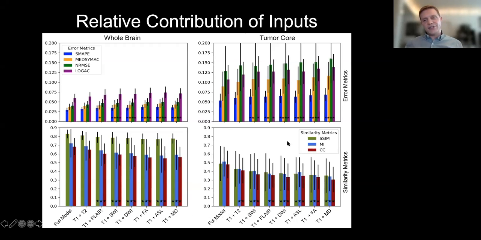The other thing I thought was interesting here was that arterial spin labeling, perfusion imaging, I really thought was going to be very important because it's providing something that none of the other images have, which is physiology, perfusion to the tumor. But that didn't really turn out. It ended up not being very important at all.